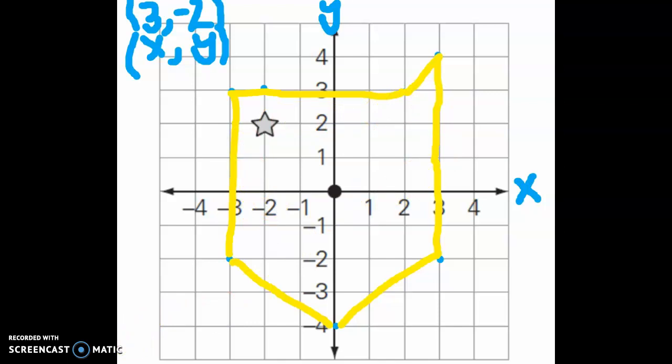All right, hopefully that's helped you to work out the Cartesian plane and the ordered pairs.